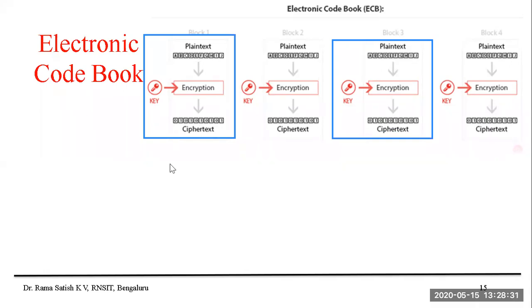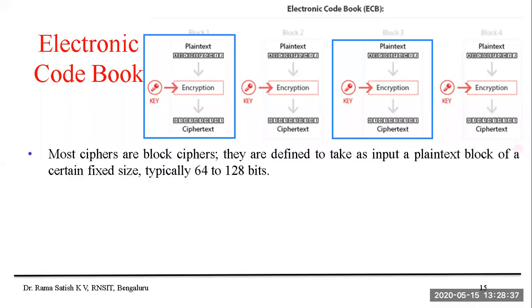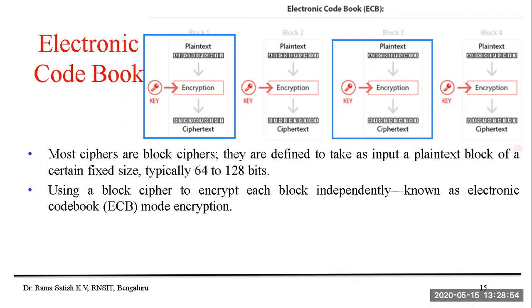So this is the first point. Let us see. Most ciphers are block ciphers. Block ciphers are defined to take an input of plain text blocks, one block at a time, usually of size 64 bits or 128 bits. They take the set of bits and convert it into a cipher block. Using a block cipher to encrypt each block independently is known as electronic code block.